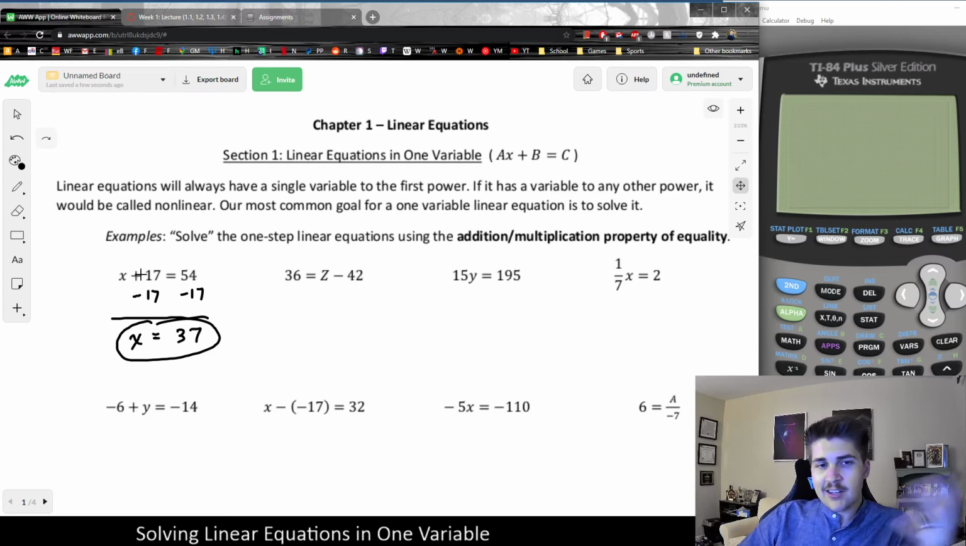But in this case, I could invent a real problem that might correspond to this sort of equation, which might be, well, if Javier had some number of tennis balls, and then he found 17 more tennis balls, and after he'd found 17 more, he had acquired a total of 54 tennis balls. How many did he start with?